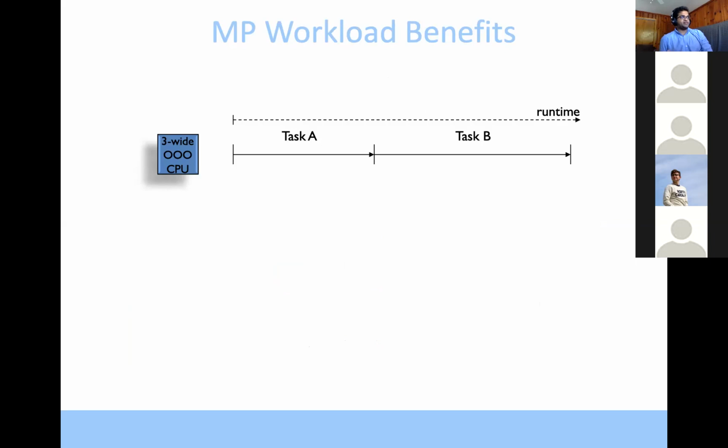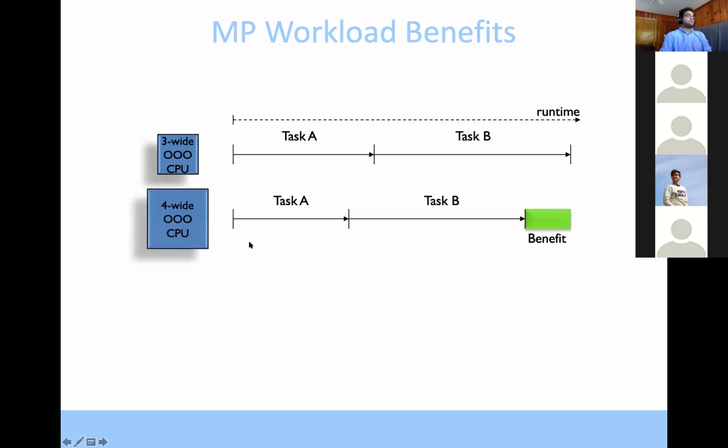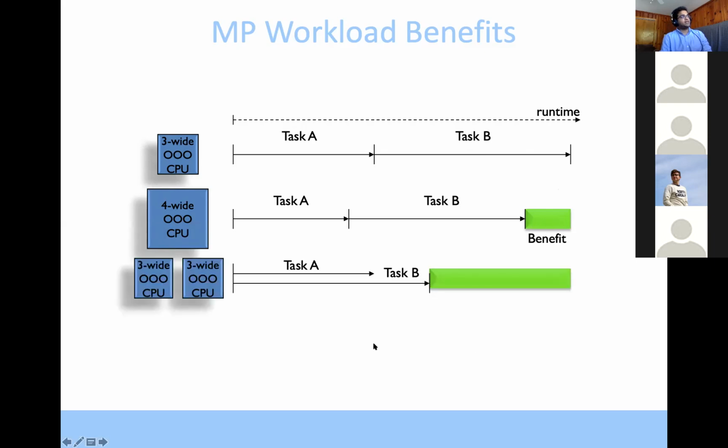So if you had a 3-wide out-of-order CPU and it took this much time to run 2 tasks, because you have 1 CPU, going to a bigger CPU, a 4-wide out-of-order CPU, same core, just one more lane, would give you some benefit. But if you had 2 of those 3-wide out-of-order CPUs instead of one 4-wide, you'd have much more benefit because you could execute task A and B in parallel.